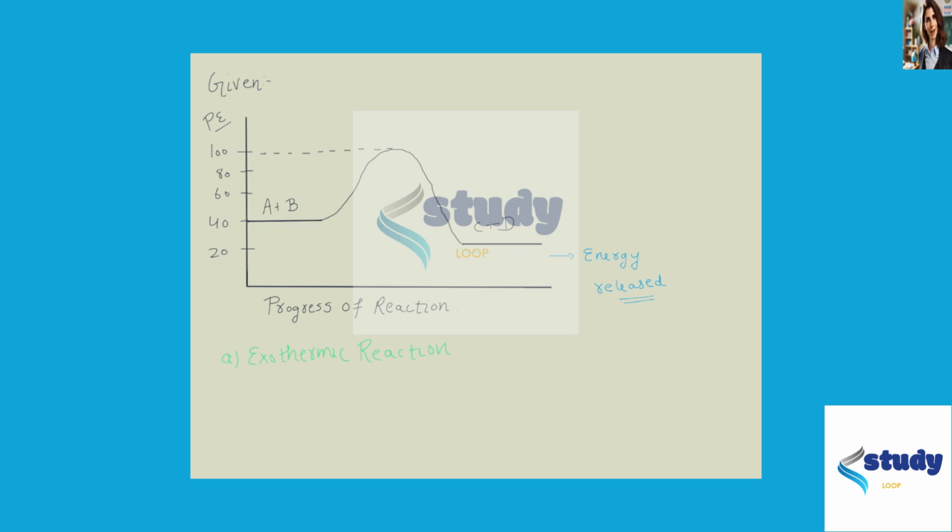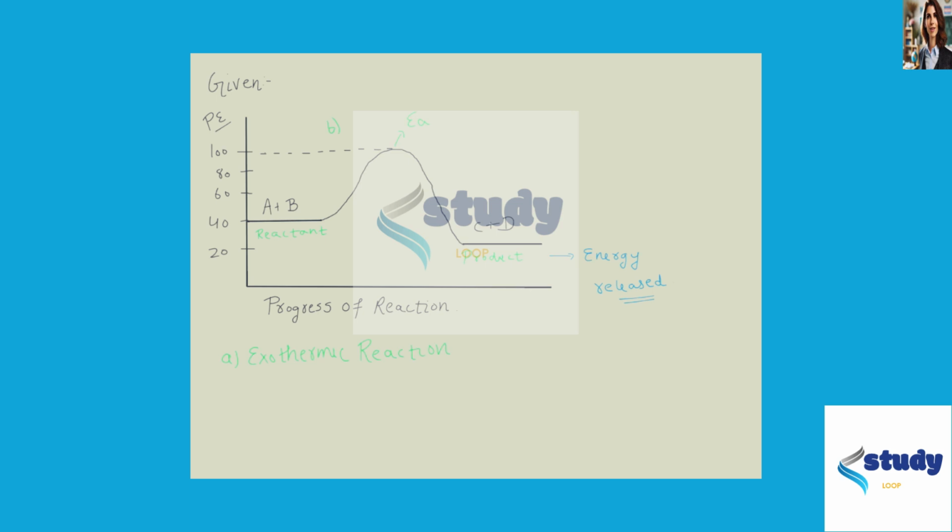So clearly initially there is A plus B, this part is the reactant part. And this C plus D represents the product part, and the increase in energy that is taking place is the energy of activation. So this one is the answer for part B.